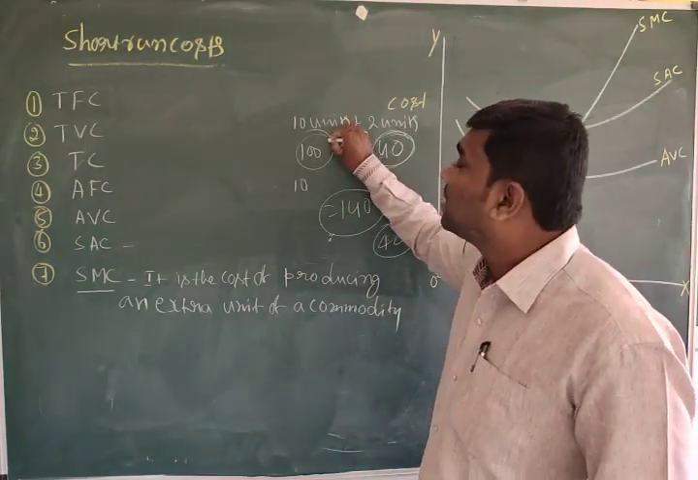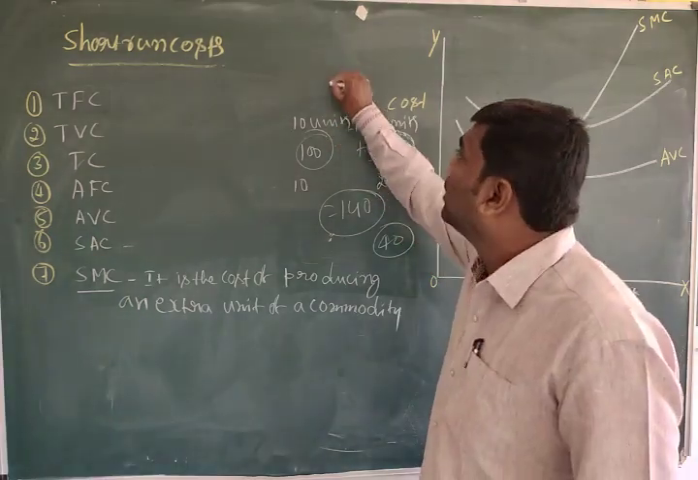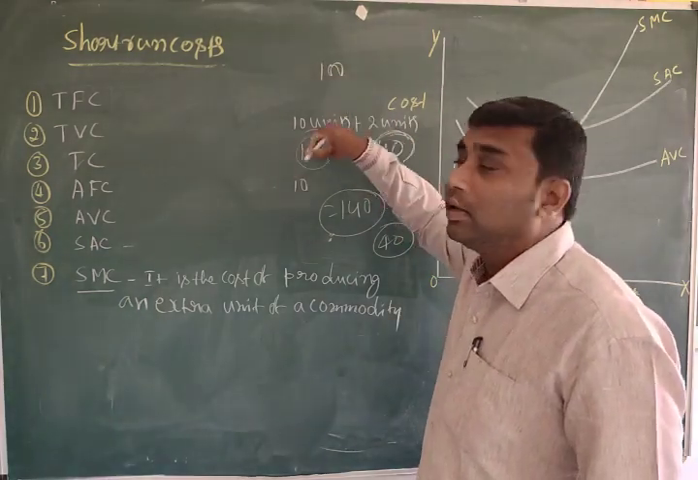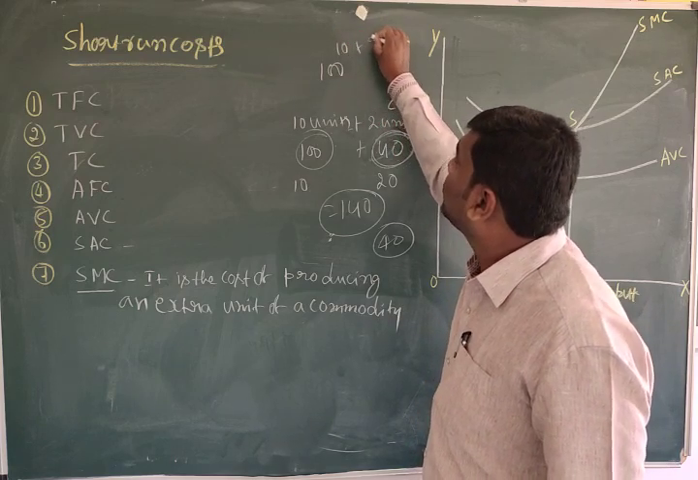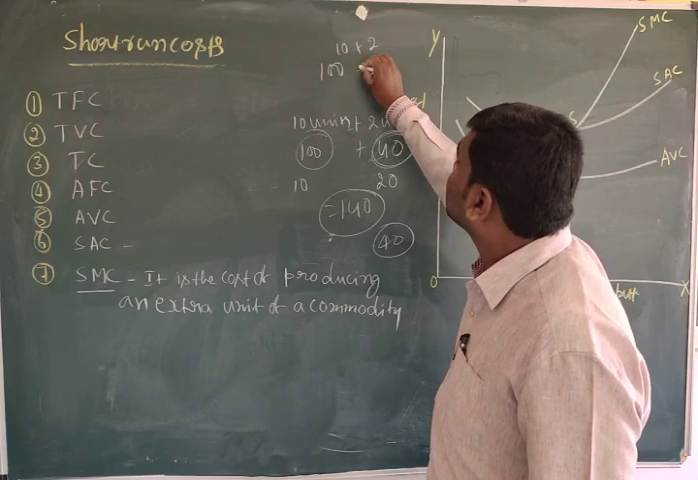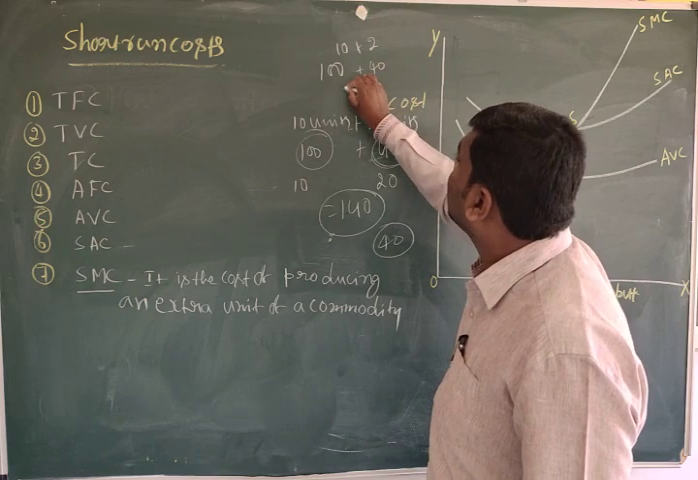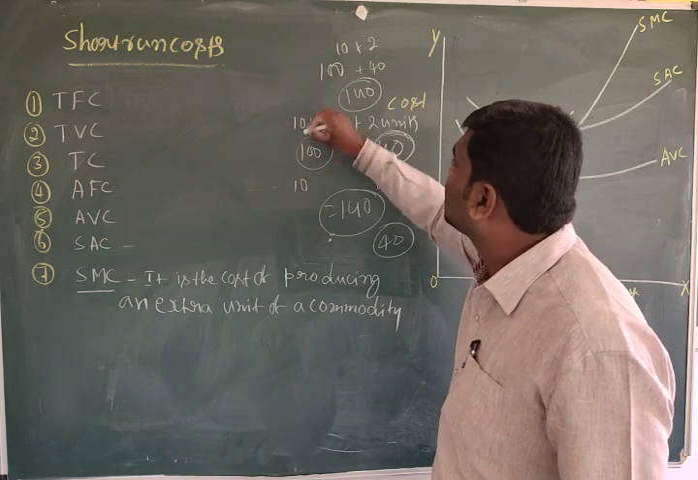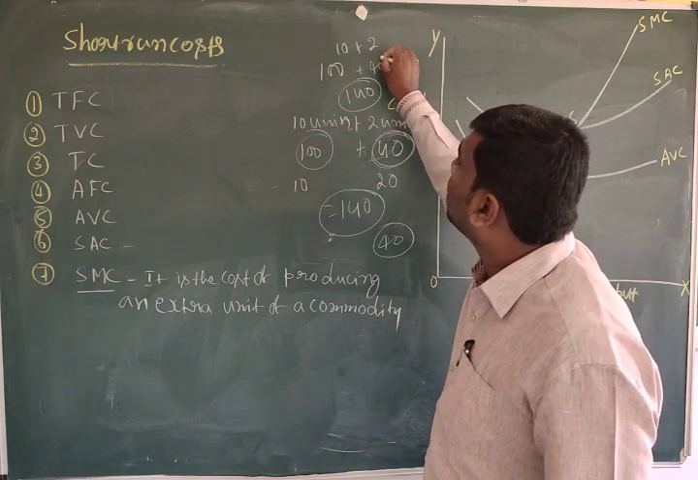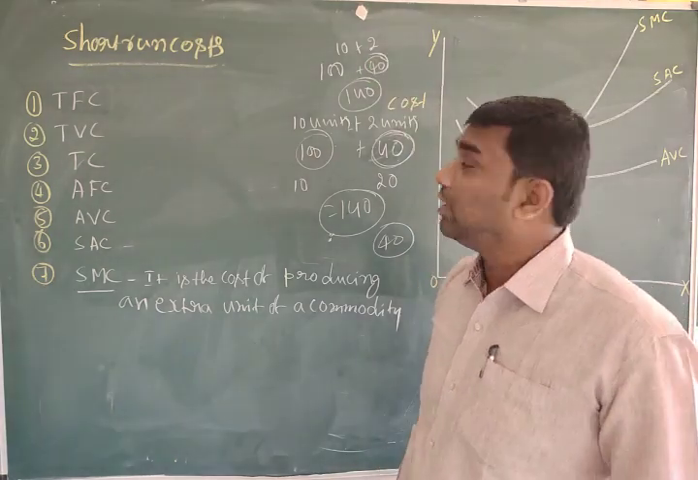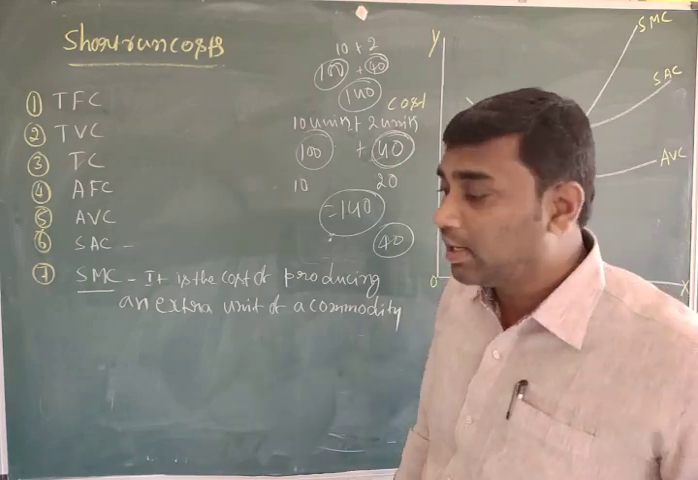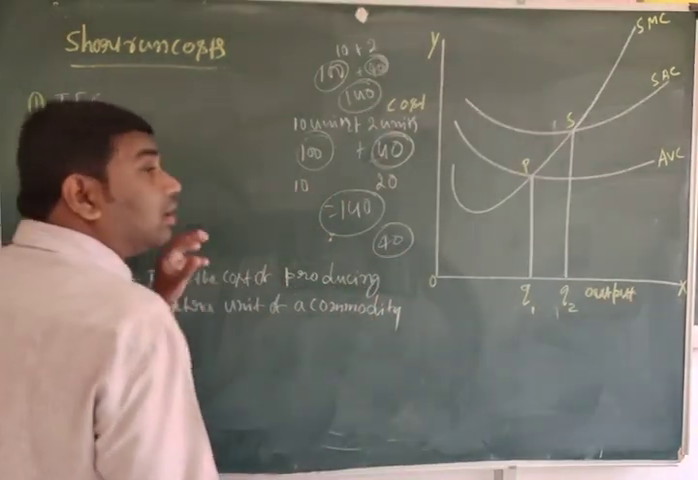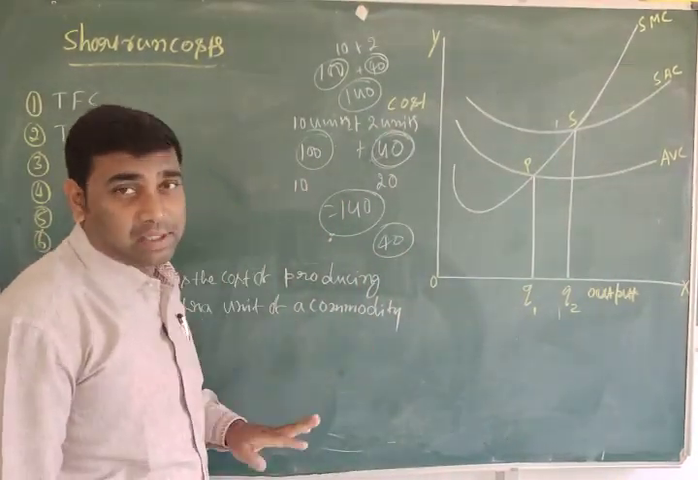Why? Because he had decided to produce 10 units, which cost 100. Now he is producing 10 units plus 2 units, and the additional cost is 40. That time 140 is the total cost. Here 40 is the marginal cost and 100 is the total cost.